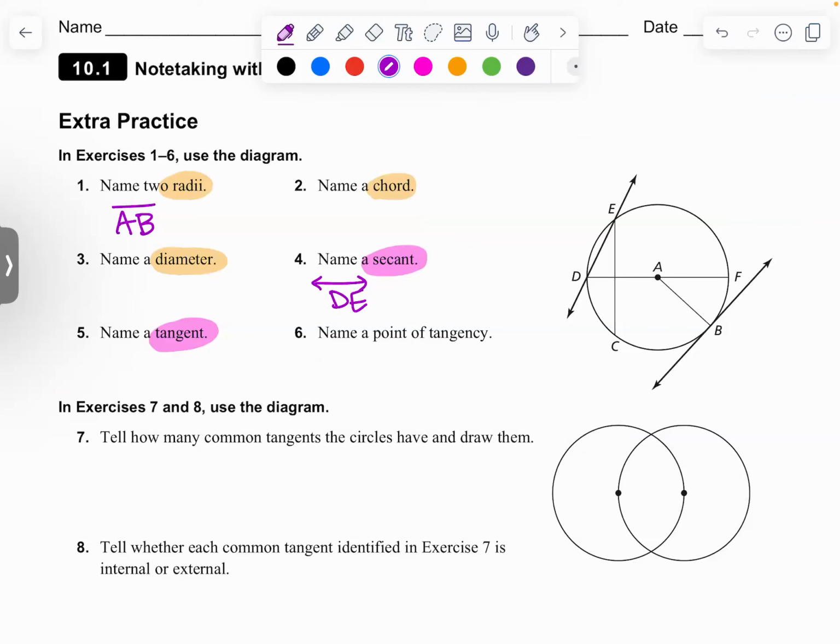Okay, so the first half of that page is naming the vocabulary. The second half is algebra applied to your geometric concepts.